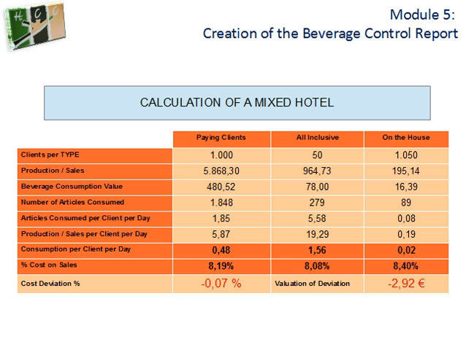Deviation and valuation. Data to analyze at a glance the beverage management in the department and in the period of time. For those hotels with no all-inclusive, the figures will only appear in the paying customer and on the house columns, whereas in those hotels with all-inclusive only, there will only be figures in the columns clients per type, number of articles consumed per client per day, and consumption per client per day.